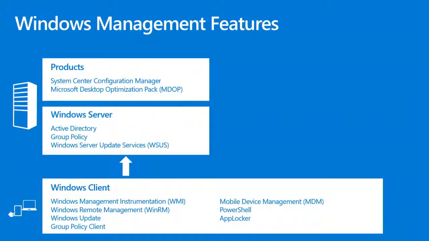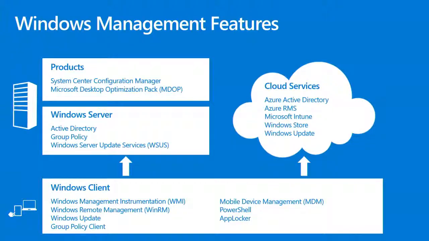We've then historically had a stack of products that build on top of that, first on Windows Server with Active Directory, Group Policy, and WSUS, and then with separate products, Config Manager and MDOP, layering additional features on top of that. So that's kind of the traditional on-prem. Now we add in the cloud services with things like Azure Active Directory, Azure RMS, Windows Store, Windows Update, and Intune. All of these can provide kind of an alternative to that traditional model.